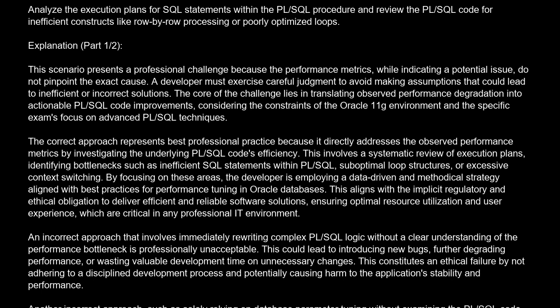An incorrect approach that involves immediately rewriting complex PL/SQL logic without a clear understanding of the performance bottleneck is professionally unacceptable. This could lead to introducing new bugs, further degrading performance, or wasting valuable development time on unnecessary changes. This constitutes an ethical failure by not adhering to a disciplined development process and potentially causing harm to the application's stability and performance.